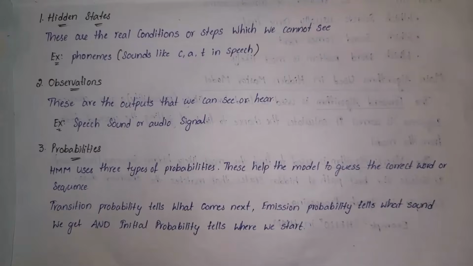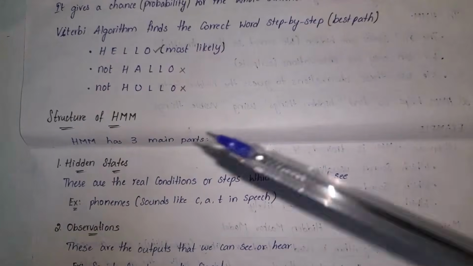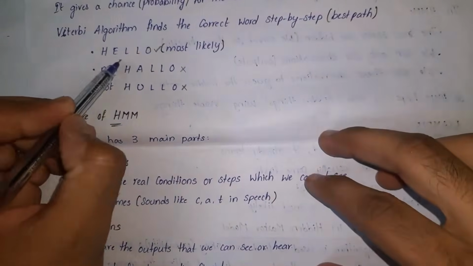This model will use 3 kinds of probabilities. One is transition probability, which will identify which character will come next. Whenever I say HE, based on probability, the system will identify that LLO will come next. So the next probability can be calculated by using transition probability and emission probability, which will tell what sound we got. That is nothing but it will tell the person spoke hello. And initial probability, which will tell with what sound our word will start. For example, hello will start with HE. Based on emission probability, the system will guess that the starting sound is HE. This is the working of hidden Markov model.